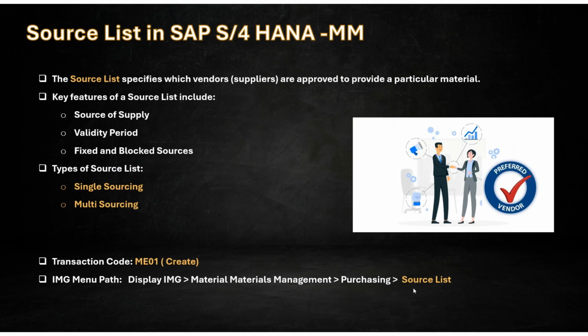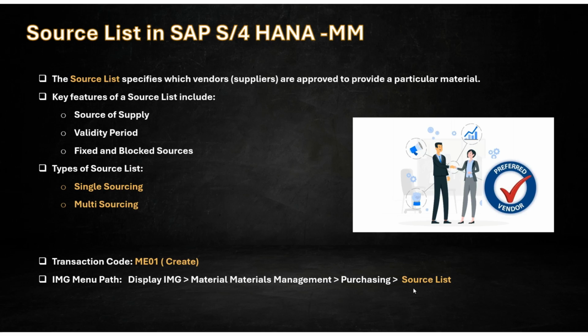Now, if we have to talk about the key features, we have source of supply. Source of supply specifies the vendors that are authorized to supply a particular material. Validity period includes the validity from and to dates, determining when a vendor is allowed to supply the materials. Fixed and blocked sources. You can designate a vendor as a fixed source to prioritize them, or mark them as blocked to prevent procurement from the vendor during a certain period.